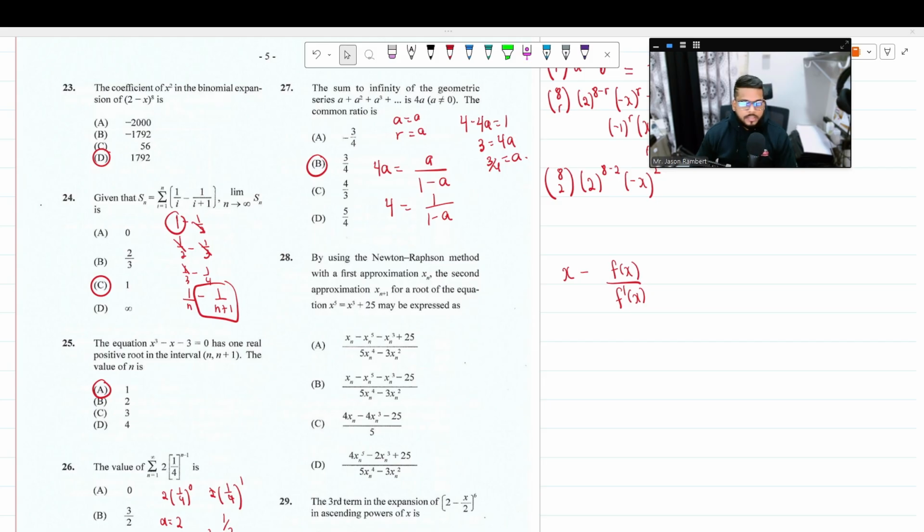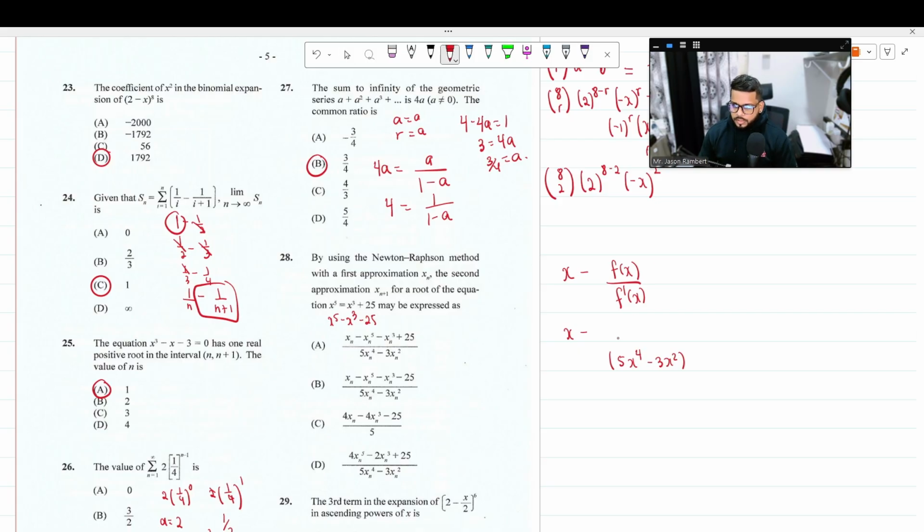So let me check and see what that is. So x take away, well, we have to change how the function looks, right? The function is x to the power 5 minus x cubed minus 25. 5x to the power 4 minus 3x squared. Sorry, that is the denominator.